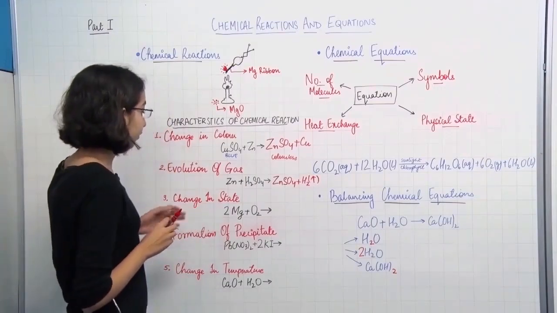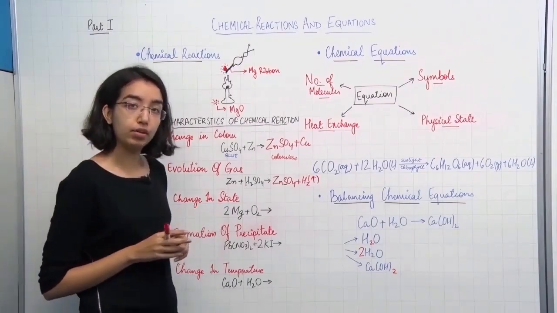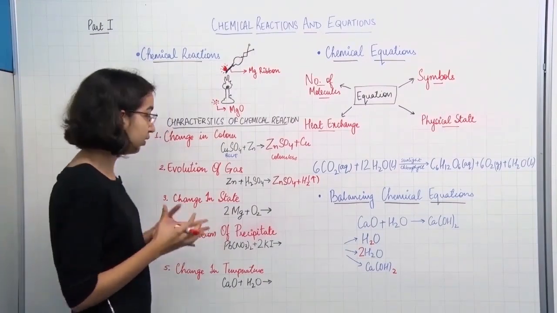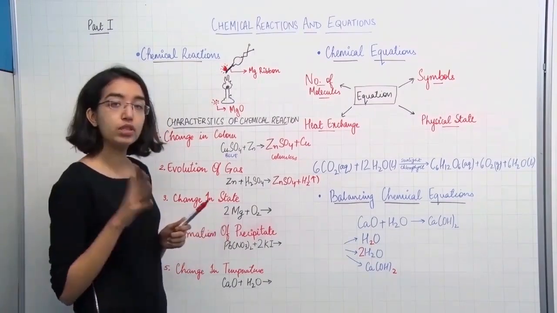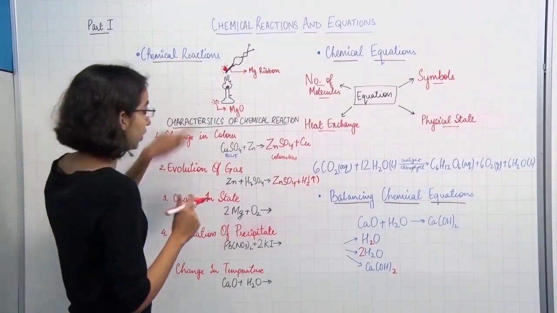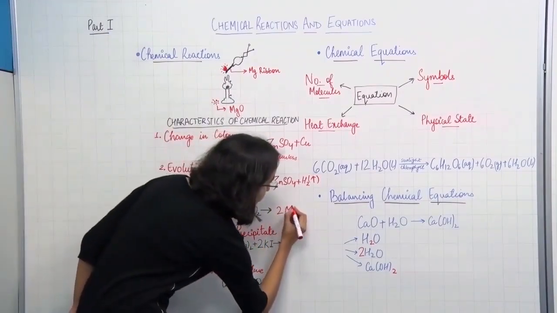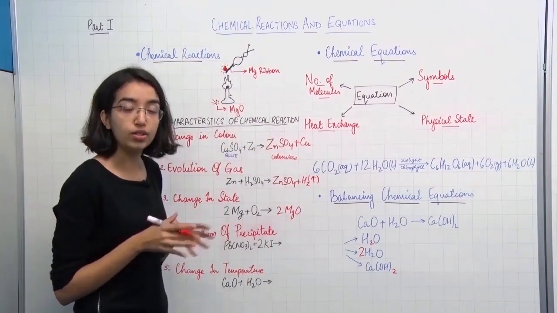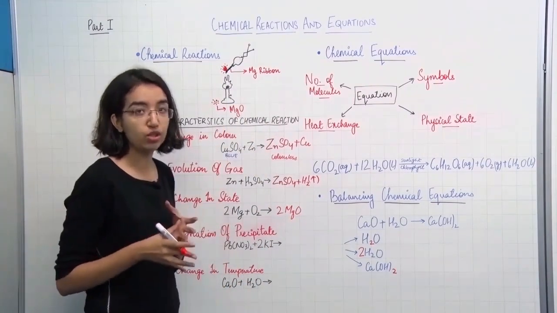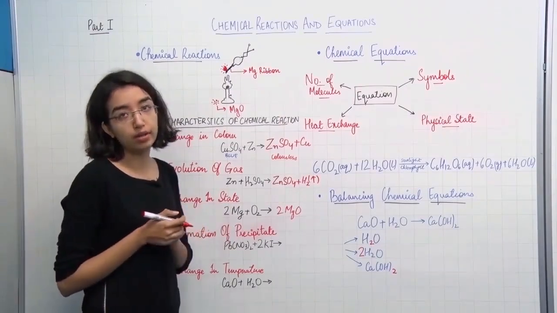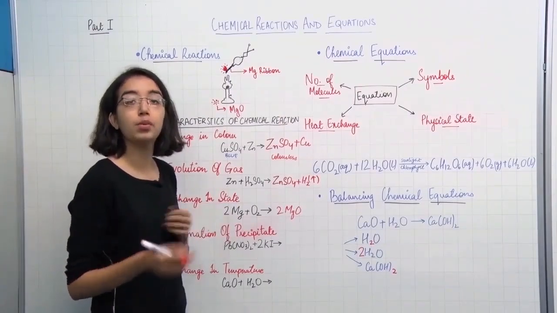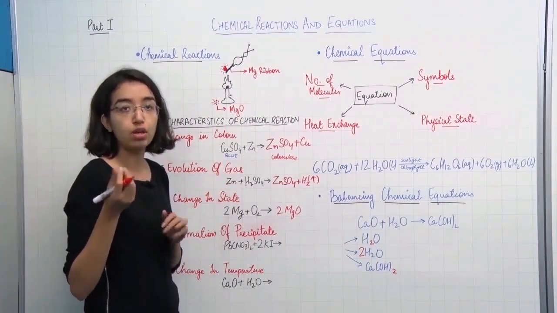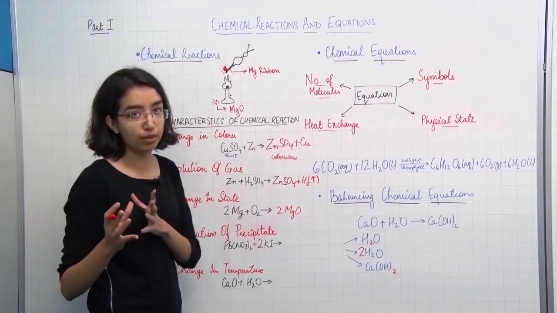The third type of characteristic which tells us if a chemical reaction has occurred is change in the state of the reactant. So magnesium ribbon was a solid ribbon, and after we burn it, it turns into magnesium oxide, which is a white colored powder. So the state of the compound has changed, and that shows us that a chemical reaction has occurred. Same happens when you're burning a piece of paper. A white piece of paper turns into grey black, which is very light and has different properties.